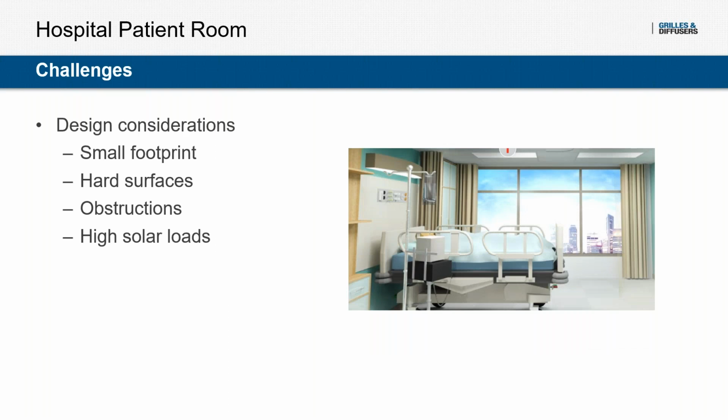Another challenge with a hospital patient room can be high solar loads. A lot of patient rooms can have windows, which can have an impact on the comfort of the room itself if it has some large loads. And last but not least, the patient with low clo. A lot of times the patient in these hospital beds might not have a lot of clothing. They might have a lot of exposed skin. So we want to make sure that we're reducing the drafts in that occupied zone to make sure that they're not uncomfortable.